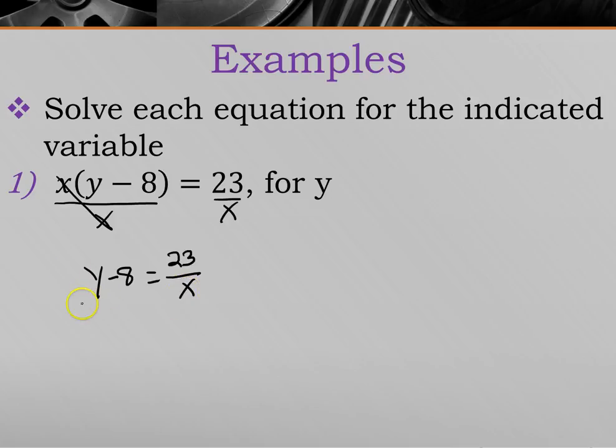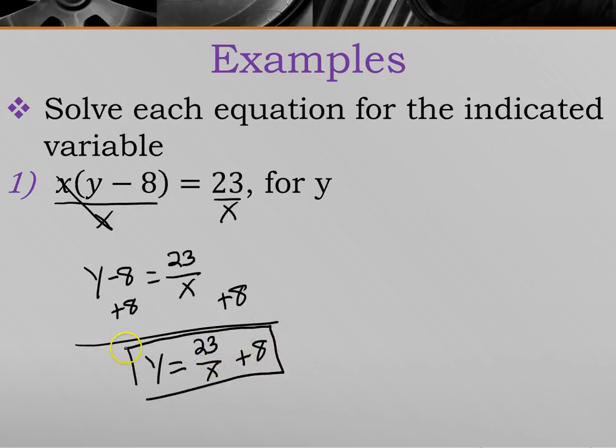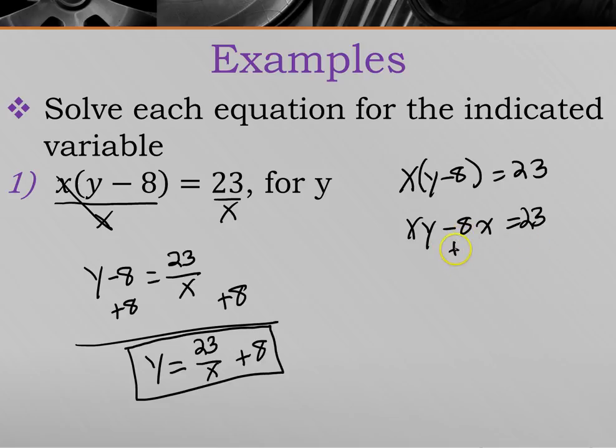Now to solve for y, it's all by itself here. I need to move the negative 8. We're going to add 8 to both sides. And I can't combine 8 with the 23 over x, so that stays 23 over x plus 8. The other way you could have solved, like I said, you could distribute the x into the problem. Then you get xy minus 8x equals 23. To solve for y, you'd have to add the 8x to both sides.